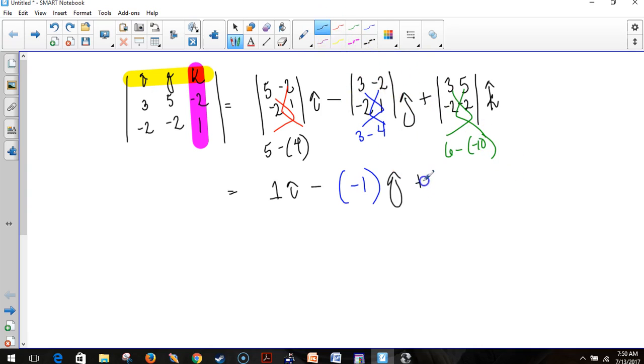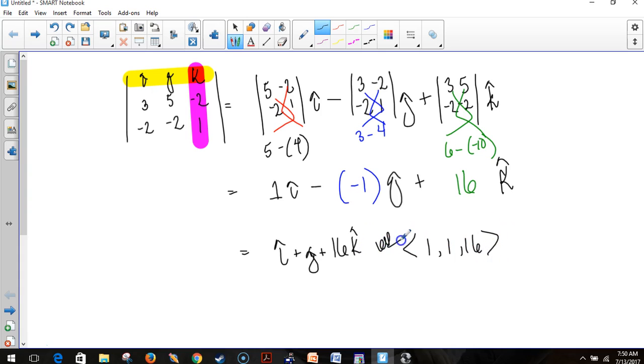I keep the sign on this. Its scalar is k hat, and that's going to be a positive 16. And so my cross product is i hat plus j hat plus 16k hat. And you can write it in vector form, or you can write it in component form. Really doesn't matter to me. Whatever you want to do is fine.